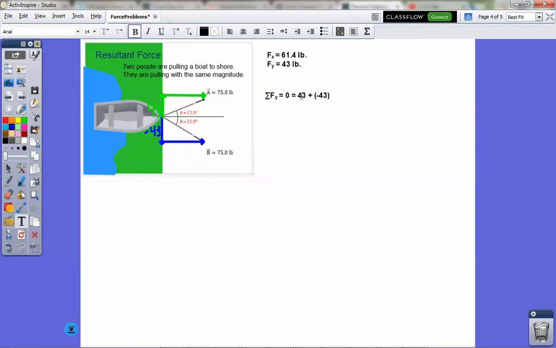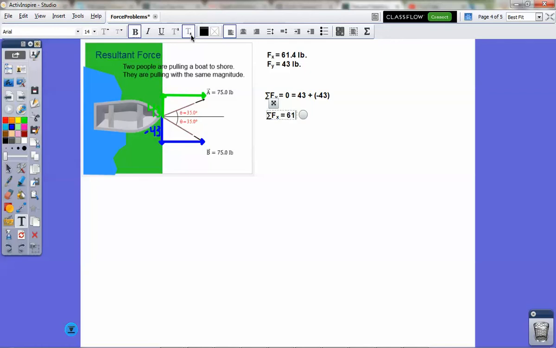But now let's take a look at the Fx's, right? This one here was 61.4 pounds. This one here is 61.4 pounds. They're both pointing to the right. If they're both pointing to the right, what's the net force in that direction? Are we going to add those two, or are we going to subtract those two? If they're pointing in the same direction, do they help each other, or do they hurt each other? Another way to look at it, right? If they're pointing in the same direction, does that make it easier for each person to pull the boat? So they'll help each other, right?